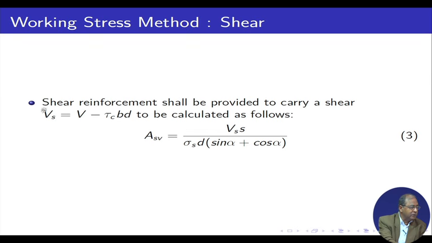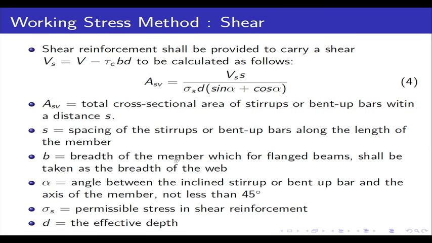So, the remaining one, Vs, we have to provide by the stirrup, and the formula for that will be Vs = ASV σs d (sin alpha + cos alpha) / S. That means, if you provide the stirrups in an inclined manner, then you will get this equation. Here ASV is the total cross-sectional area; if there are two legs, two vertical bars, you have to take twice that. S is the spacing of the stirrups, B the breadth of the member, alpha the angle of the inclined stirrup, not less than 45 degrees, sigma s the permissible stress in shear reinforcement, and d the effective depth.